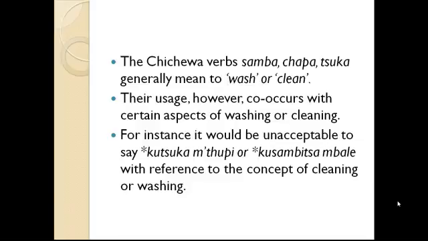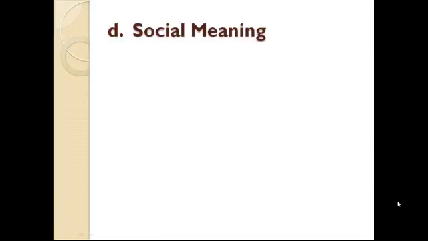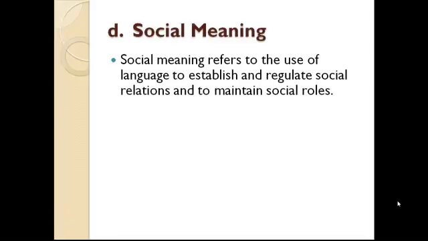So, like we said, it would be unacceptable to say kutsuka ntupi or kusambisa mbale with reference to the concept of cleaning or washing. The fourth type of associative meaning that we're going to look at is social meaning. And social meaning refers to the use of language to establish and regulate social relations and maintain social roles.